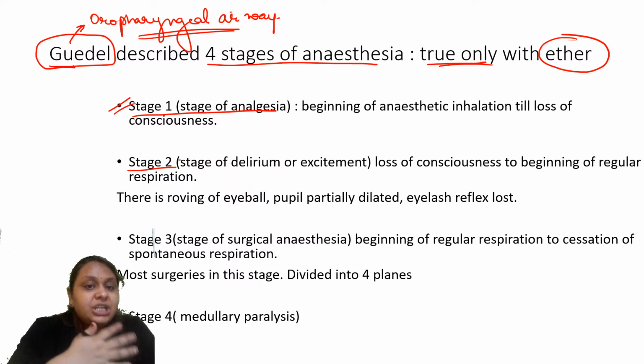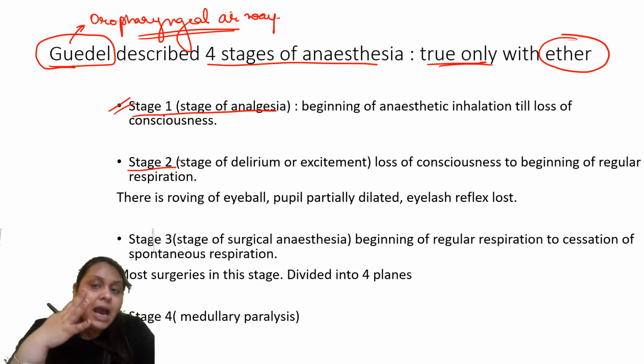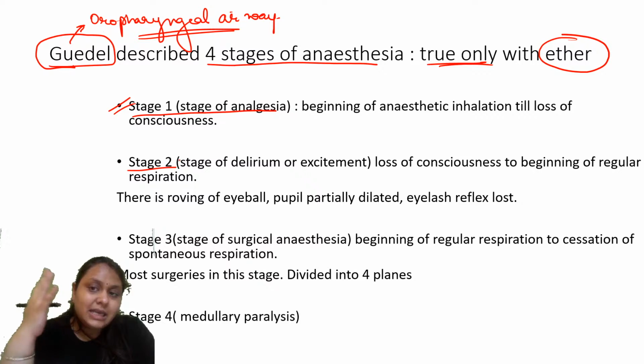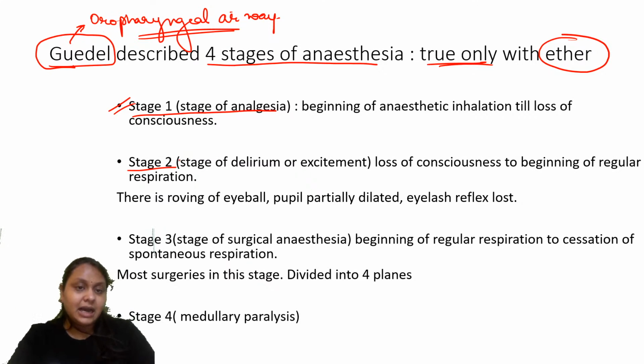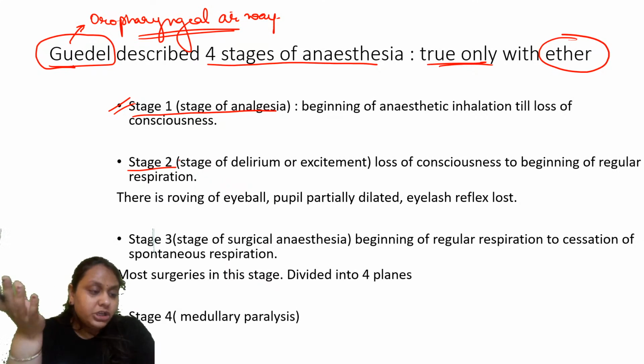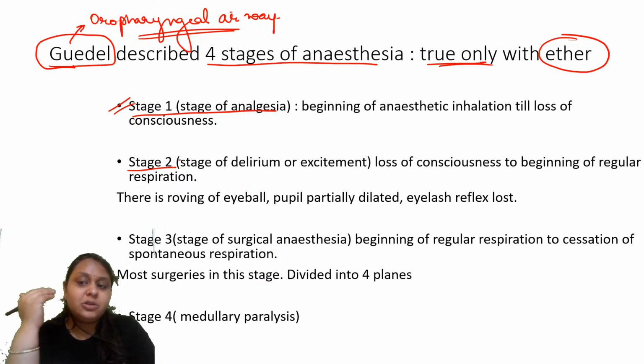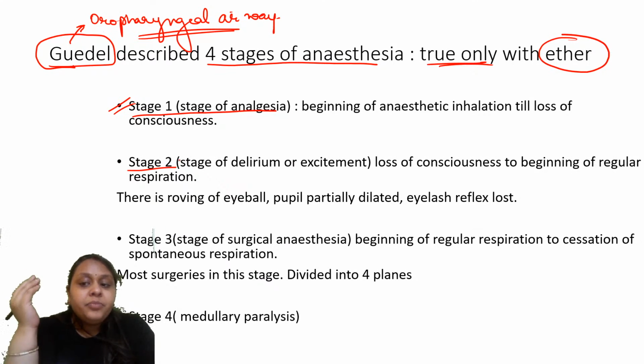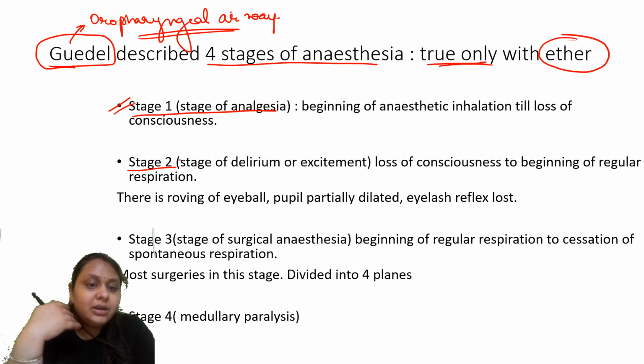So Goodall ने 4 stages of anesthesia दिए थे, and these stages of anesthesia, ये जो stages हैं ये सिर्फ और सिर्फ ईथर के साथ के लिए है. स्टेज 1 में है स्टेज ऑफ एनाल्जेसिया. जब हम लोगों ने एनेस्थेटिक इनहेलेशन दिया उस तक there is loss of consciousness. Okay, stage 2 is stage of delirium or excitement. ठीक है, पेशेंट की कॉन्शियसनेस लॉस हो गए till the beginning of regular respiration. ठीक है, जब तक पेशेंट की रेगुलर रेस्पिरेशन ना आ जाए.